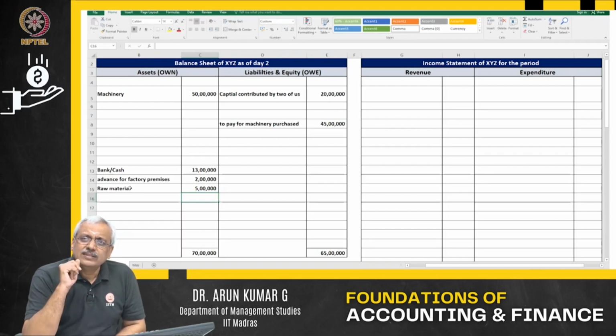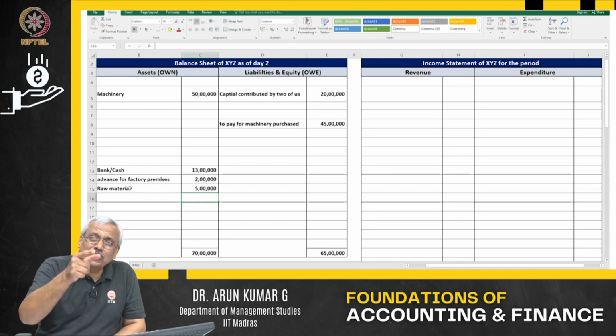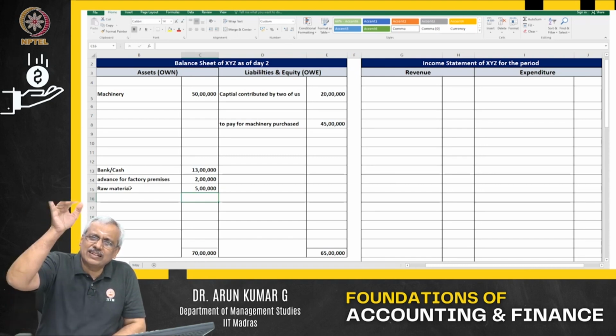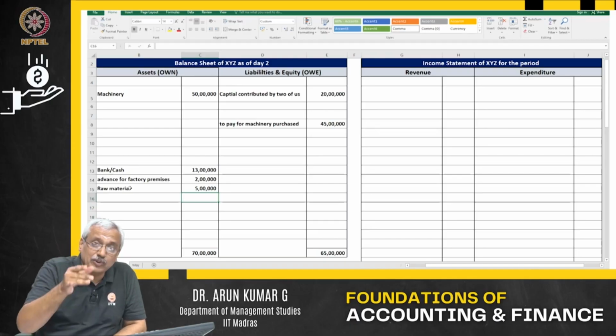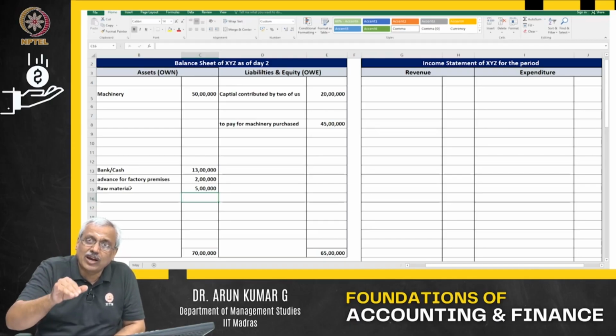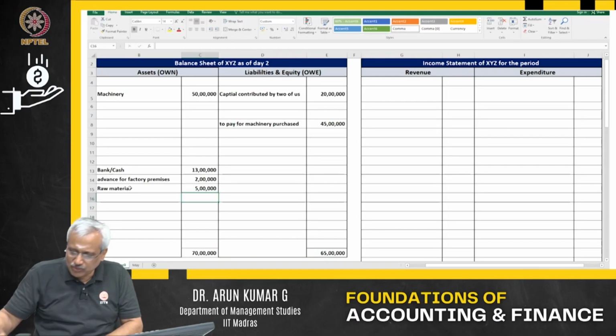Have you paid? No. You are liable to pay. Sir, it is payment only after 30 days. After 30 days is fine. But are you liable to pay? Yes, I am liable to pay. Do I owe the money? Yes, I owe the money. How much do I owe? I owe 5 lakhs.